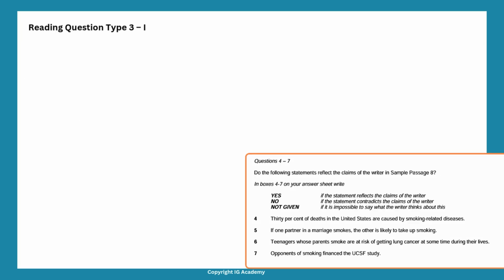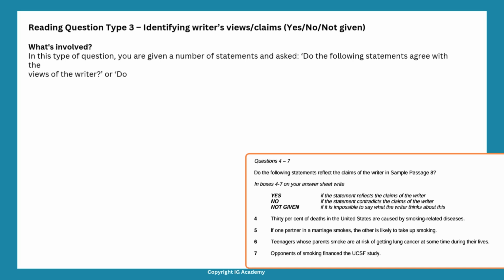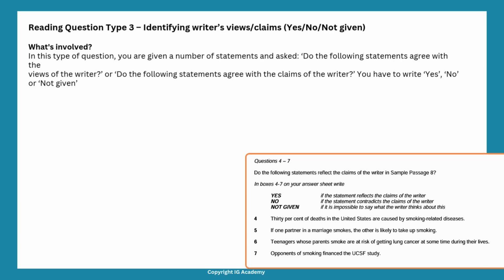Academic reading question type 3 is identifying a writer's views or claims, which is yes, no, or not given. In this type of question, you are given a number of statements and asked, do the following statements agree with the views of the writer, or do the following statements agree with the claims of the writer? You have to write yes, no, or not given in the boxes on your answer sheet.